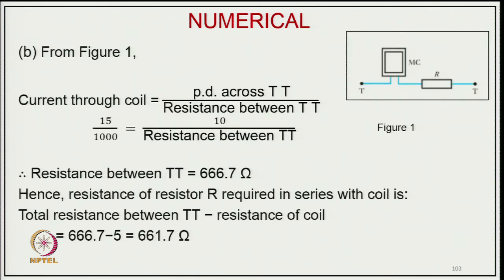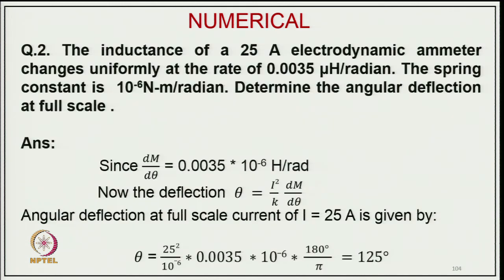So, resistance of S equals 0.075 divided by 0.985, that is 76 milliohm. And from this figure, the current through the coil, that is 15 upon 1000, equals 10 upon the resistance between the terminals TT. So, the resistance between TT will be 666.7 ohm, and the resistance required in series with the coil is the total resistance TT minus the resistance of the coil. So, that is 666.7 minus 5, that is 661.7 ohm.